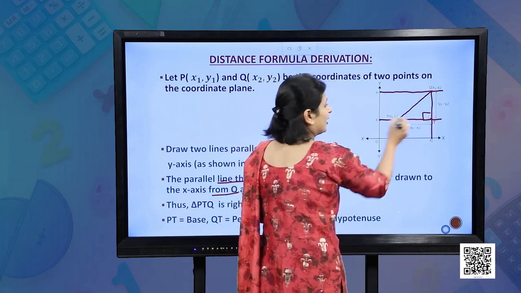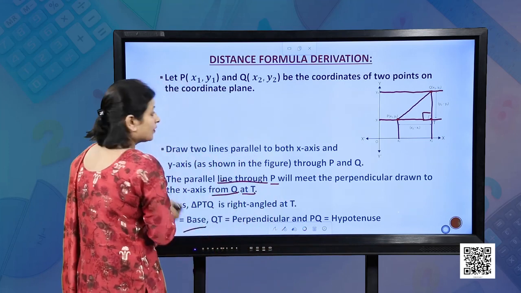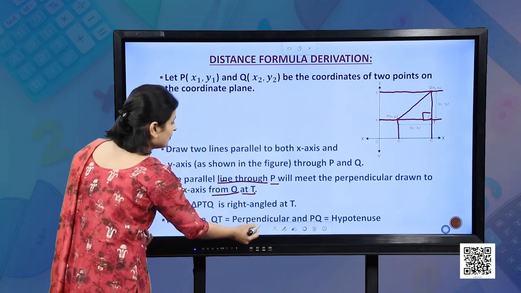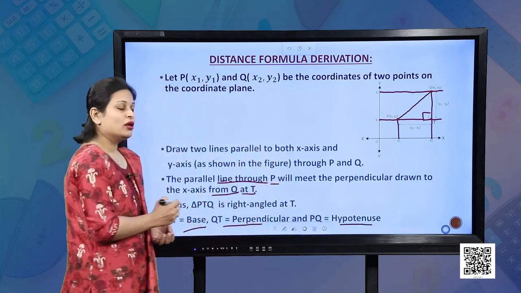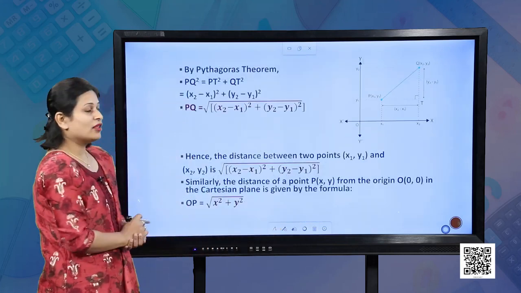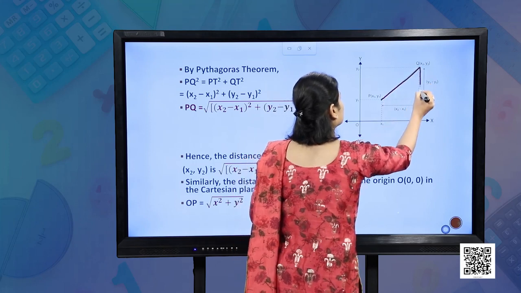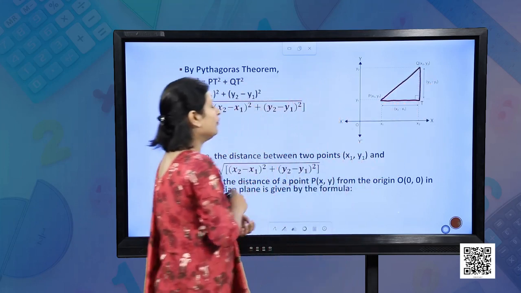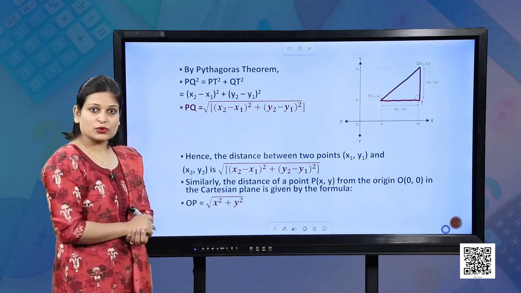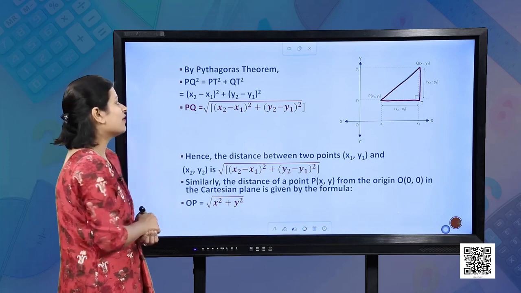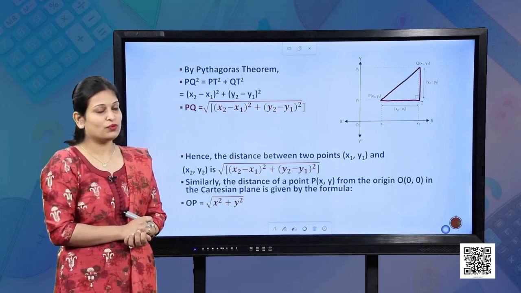So, in this right angle triangle, what is PT? PT is the base. What is QT? QT is the perpendicular, and what is PQ? PQ is the hypotenuse. Now, we have to simply apply Pythagoras theorem in this triangle. What will you get? PQ square is equal to PT square plus QT square. Now, you have to substitute the values of PT and QT in terms of x1, y1 and x2, y2.